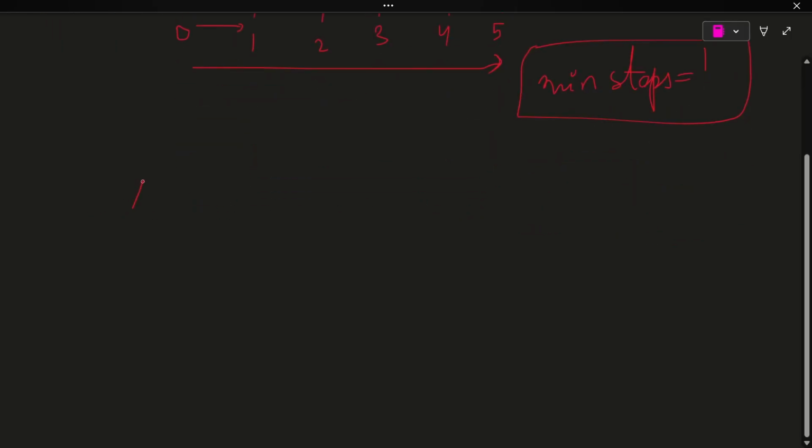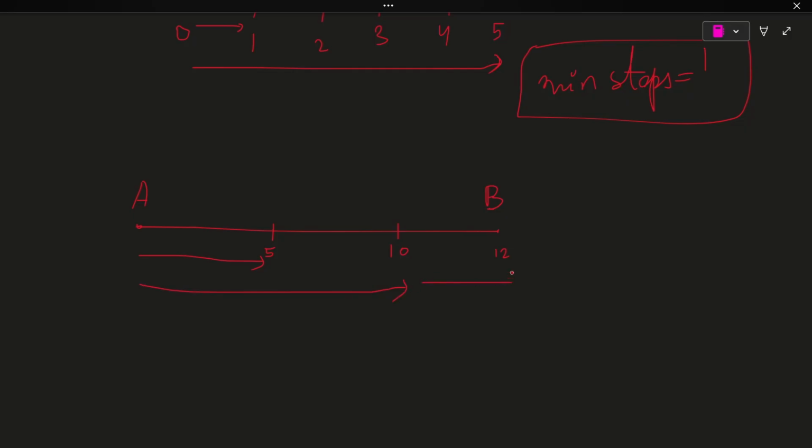Now let's take the second example where the friend's house is 12 units away here. Now let's consider this point 5, this point 10. Since the elephant can move maximum 5, let's always consider that the elephant is moving the maximum amount of steps. First he goes 5 points, then 10, and then there are remaining 2 points. So it will cover it in one go because it can cover 2 points. So the minimum number of steps is 1, 2, and 3. So here the minimum is 3 steps.